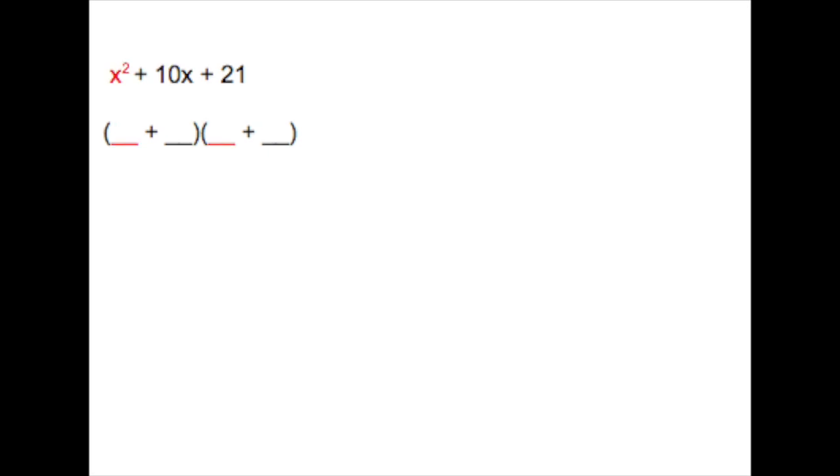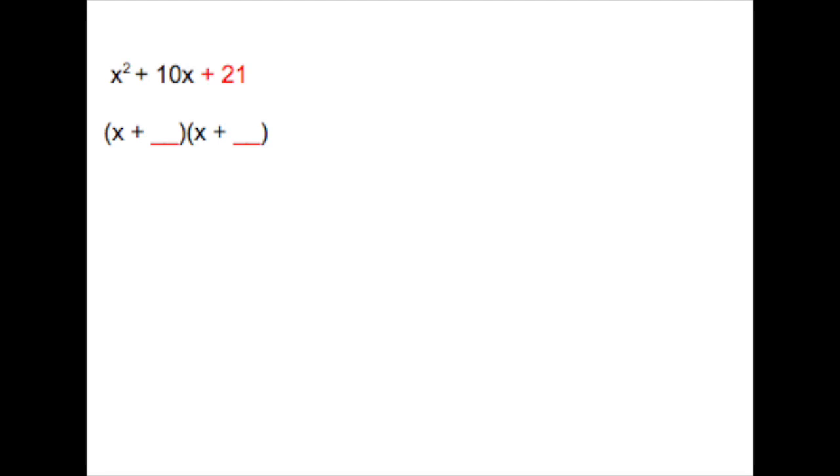We know that when we multiply the first term of each binomial, it will get us our first term of our quadratic expression. So, in this instance, because our first term is x squared, the first term in each binomial must be x. This will be true in every example where the a value is 1 in a quadratic expression. Now we just have to figure out the second term in each binomial.